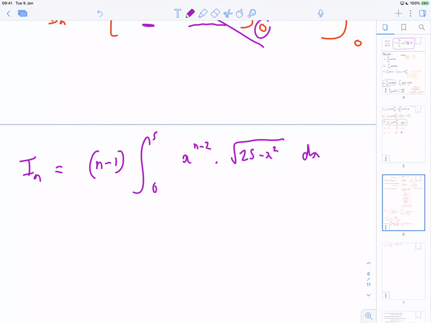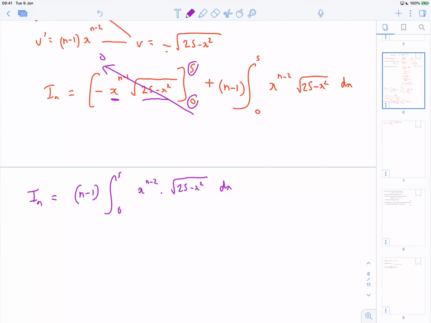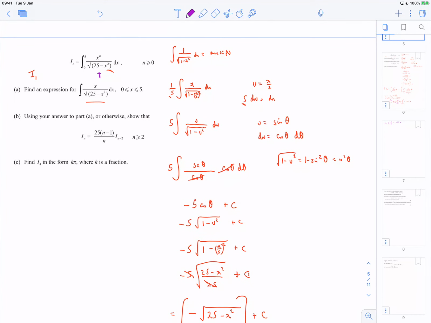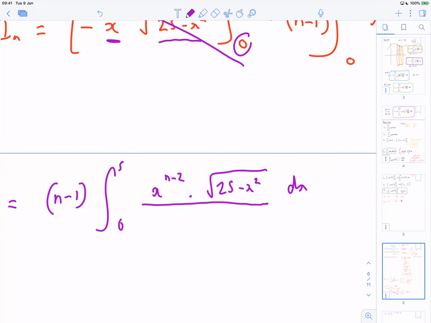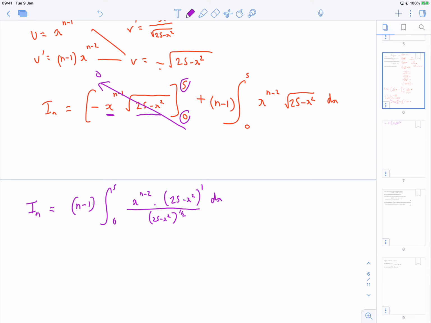Now, this is the really tricky bit. To spot this takes a lot of skill, actually. Now notice, for I of n to work, I have to have a root 25 minus x squared on the bottom. So if I make this a fraction over root 25 minus x squared, that means I've got to multiply it by that much on the top as well. Do you see why that's the case? Because if I've got this to the 1, and I've got this to the half on the bottom, then by indices laws, 1 minus a half still gets all to the power half on the top as well.